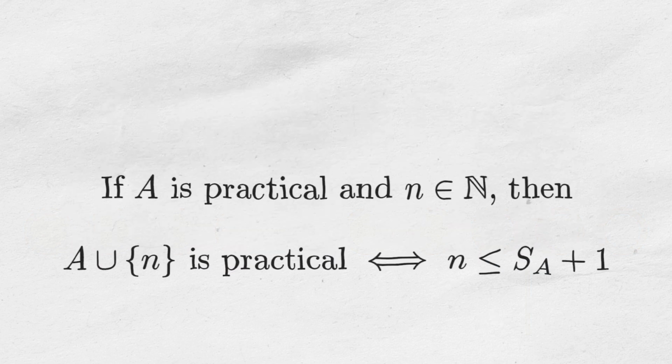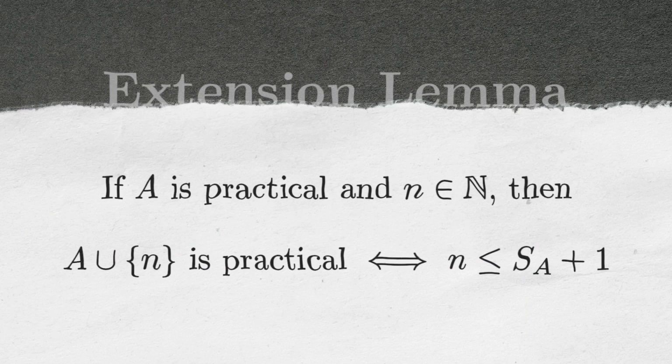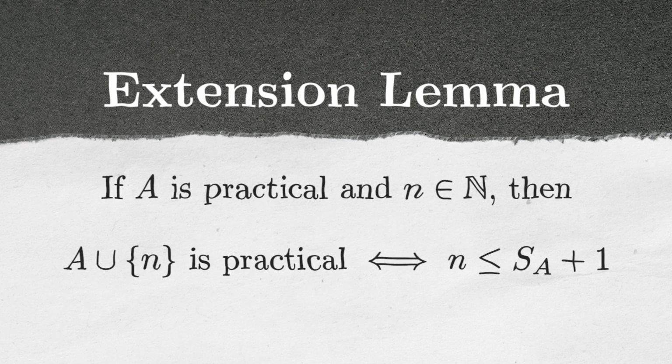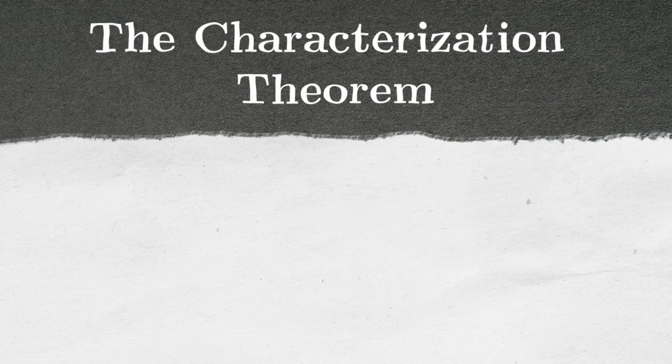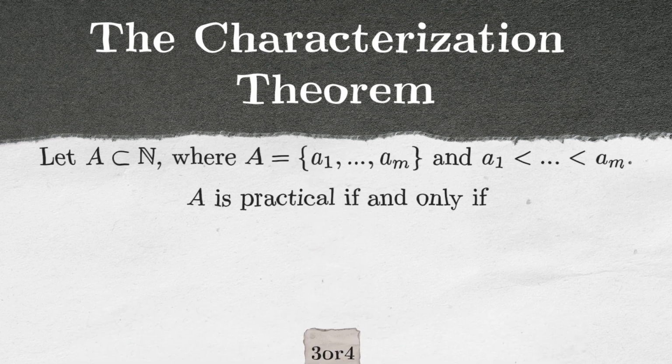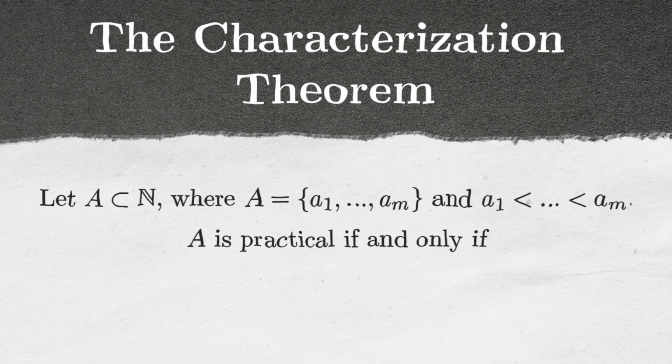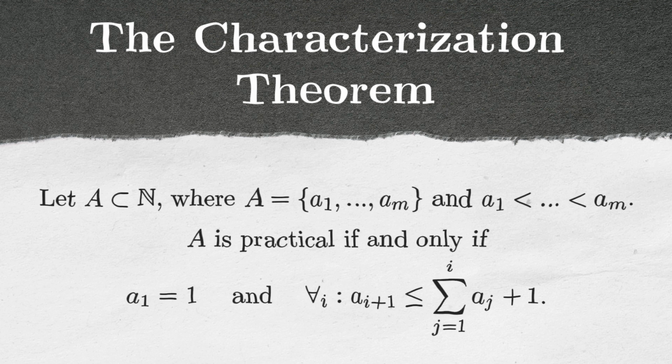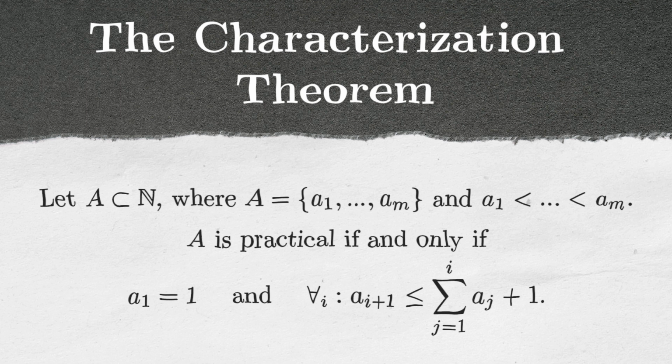The result I've just sketched a proof of is named the extension lemma, and with some help of mathematical induction, it also implies the most important theorem in the theory of practical sets, the characterization theorem. It essentially describes this building from the ground up behavior of practical sets, as it states that a set is practical if and only if its smallest element is 1 and each next element is smaller than or equal to the sum of all previous elements plus 1.